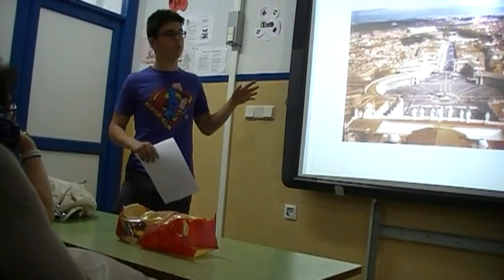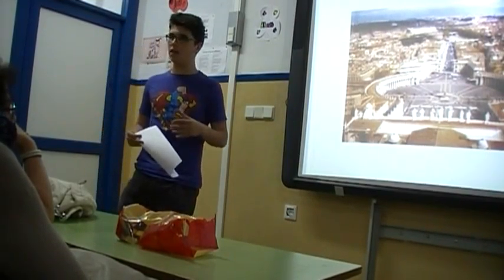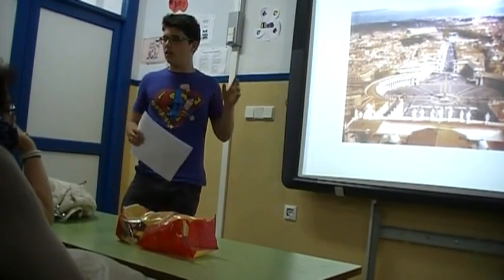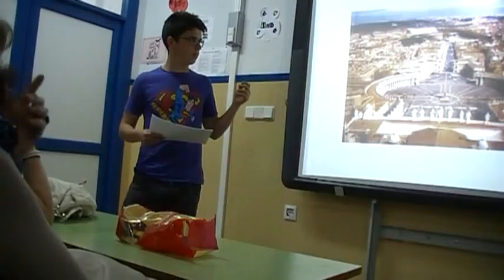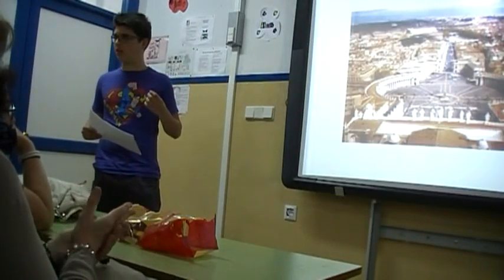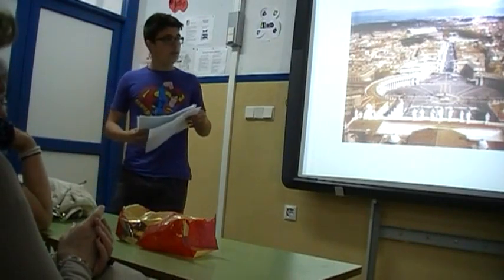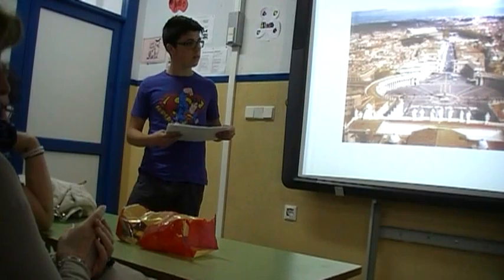This is Piazza San Pietro in Rome, and it was built in the Baroque style. This is a site of the Vatican State, and it was the maximum example of Catholic architecture. It looks like the landing place of a giant flying saucer.